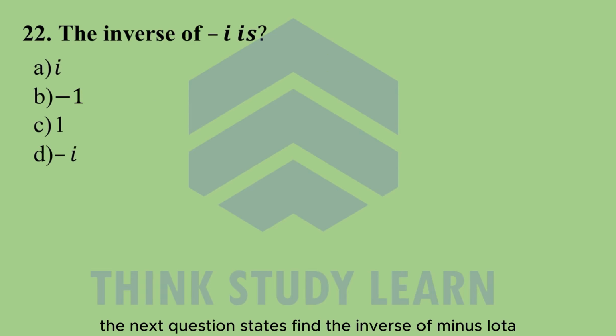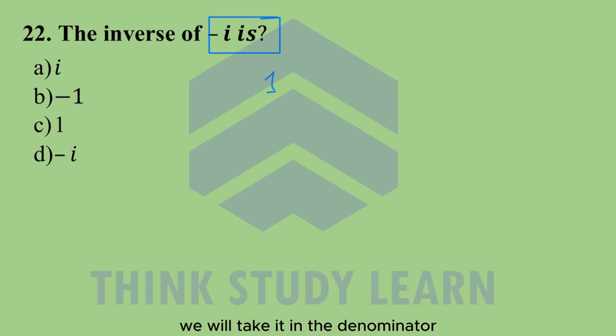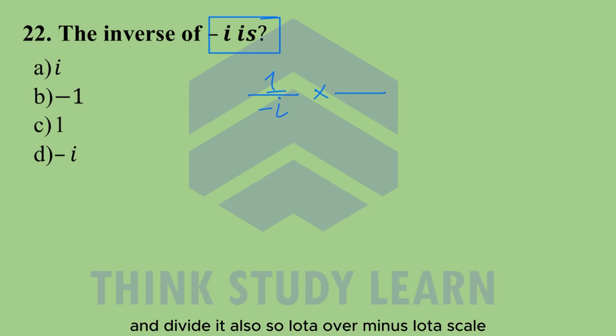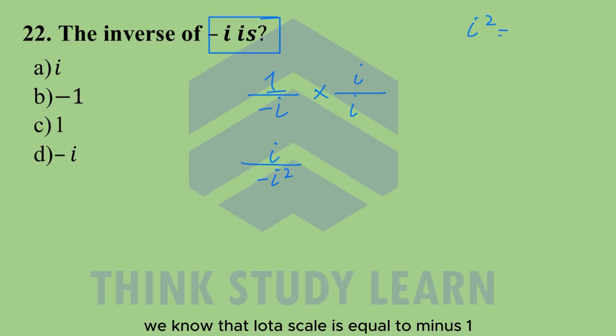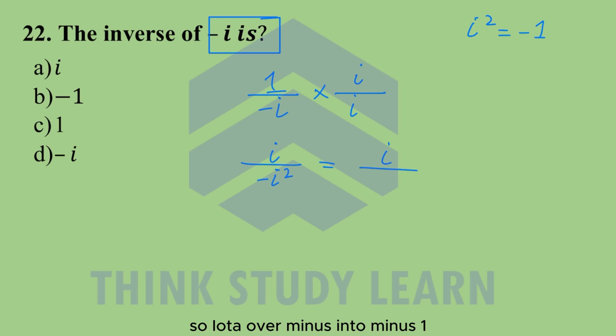The next question states find the inverse of minus iota. So to find the inverse, we will take it in the denominator and multiply the conjugate and divide it also. So iota over minus iota square, we know that iota square is equal to minus 1. So iota over minus into minus 1, that will give us iota. So the inverse of minus iota is iota. A option is the right answer.